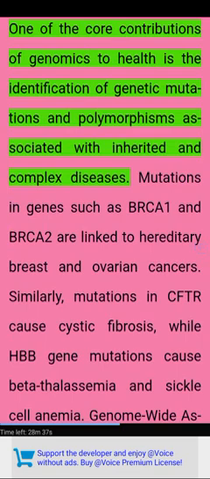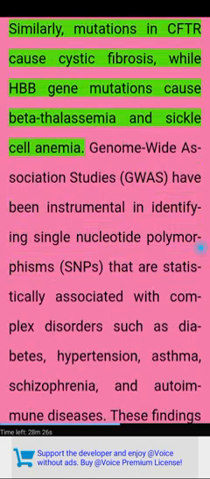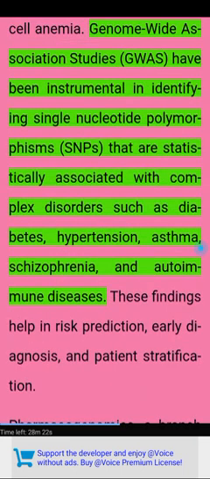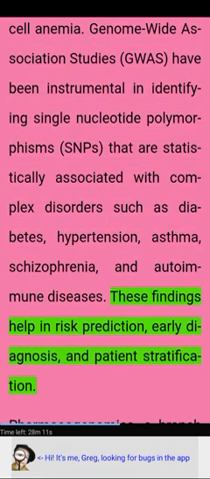One of the core contributions of genomics to health is the identification of genetic mutations and polymorphisms associated with inherited and complex diseases. Mutations in genes such as BRCA1 and BRCA2 are linked to hereditary breast and ovarian cancers. Similarly, mutations in CFTR cause cystic fibrosis, while HBB gene mutations cause beta thalassemia and sickle cell anemia. Genome-wide association studies, GWAS, have been instrumental in identifying single nucleotide polymorphisms, SNPs, that are statistically associated with complex disorders such as diabetes, hypertension, asthma, schizophrenia, and autoimmune diseases. These findings help in risk prediction, early diagnosis, and patient stratification.